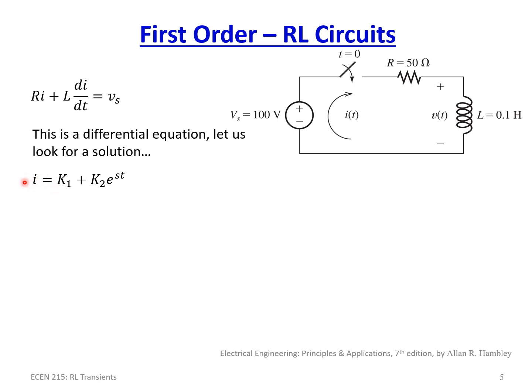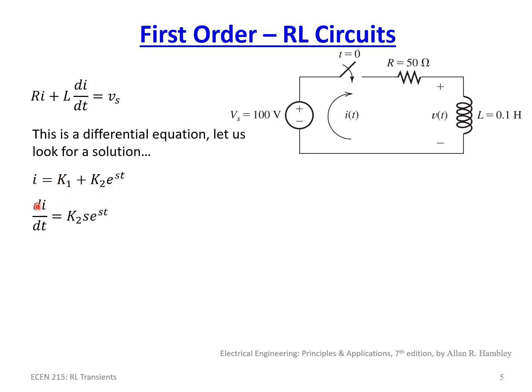Because this solution, instead of now being in voltage, is now in terms of current, it is exactly the same solution, K1 plus K2 e to the st. So again, we now need to go through and solve for K1, K2, and s to get a solution for this circuit.